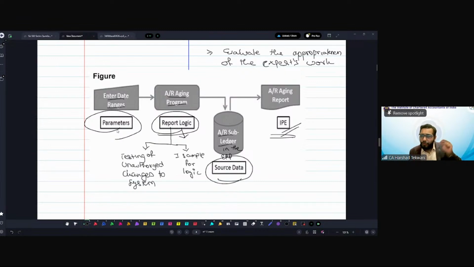So if I perform these two testings, that no one has performed any unauthorized changes to the system logic, that will give me comfort that system logic is correct. And one sample to test the logic. For example, start to end, I'll take one sample of AR. I will take the invoice.